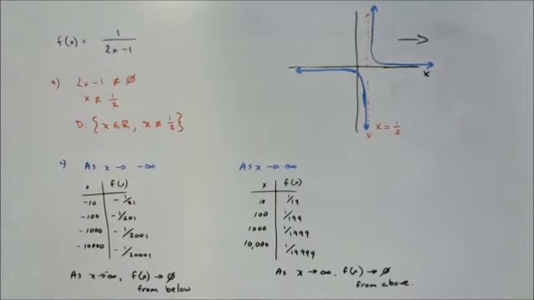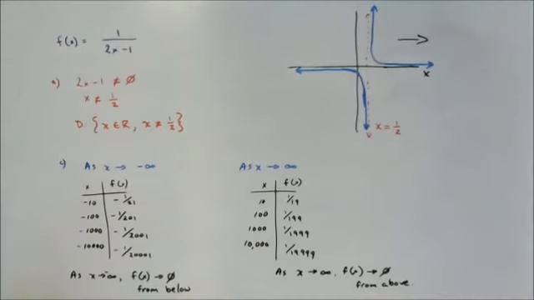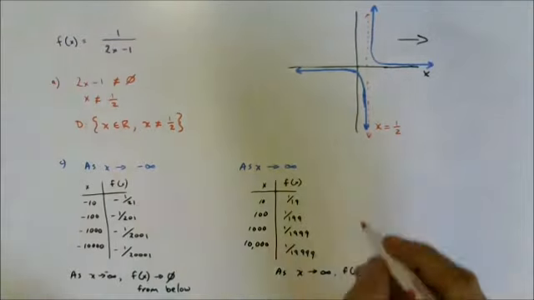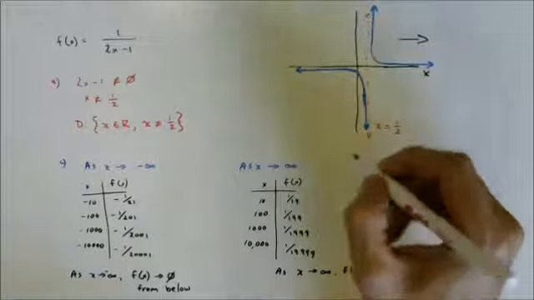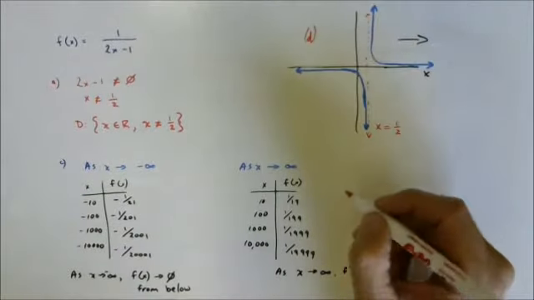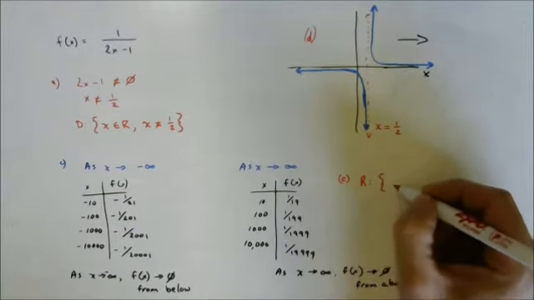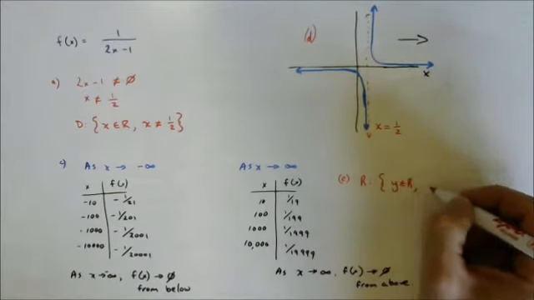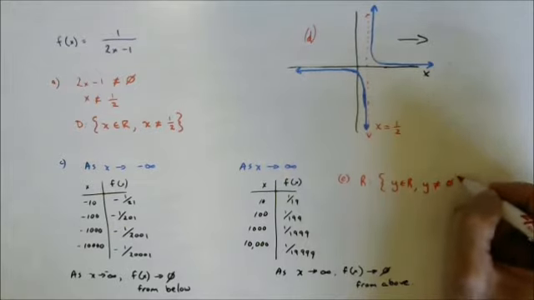And then we have enough information to finish out our graph, which means we can also see our range. Step D, or is it E? So this is D, a little drawing. E, range. Y belongs to the set of real numbers, but what's the restriction on Y? Y isn't equal to 0. Y also cannot equal 0.